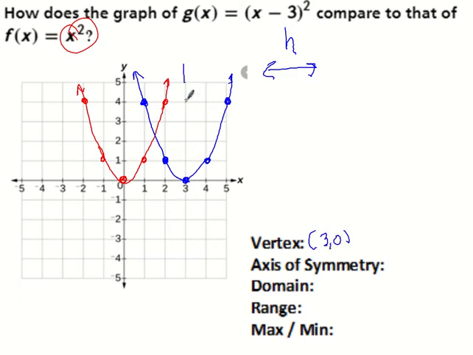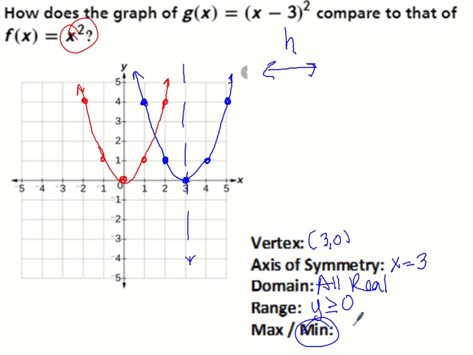The axis of symmetry is here at x equals 3. Domain is all real. Range is y greater than or equal to 0. We still have a minimum, and it is at (3, 0). Okay, so minimum, remember, is the lowest it can possibly be. Maximum would be the highest point it could be.